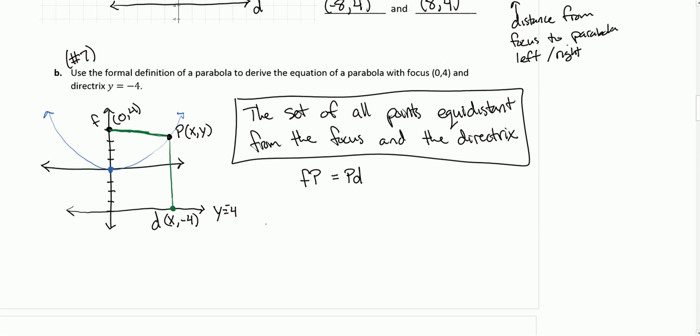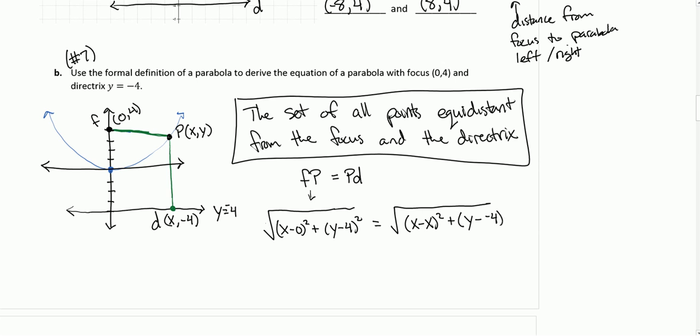Now using the distance formula, point F, you subtract your x values, so x minus 0 squared plus y minus 4 squared, that's my FP right there, is going to equal the distance from P to D. So that's x minus x squared plus y minus negative 4 squared, double negative.